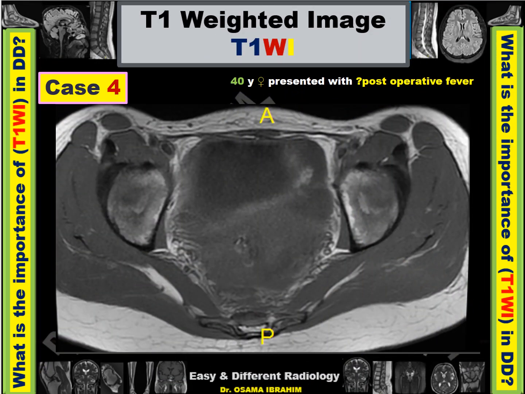Case 4. Case 4 is a 40-year-old female patient presented with query post-operative fever, and this is a T1 fast spin echo, because the subcutaneous fat appears bright and the fluid in the urinary bladder appears dark, and the uterus is slightly displaced by this heterogeneous low signal in the T1 weighted image.